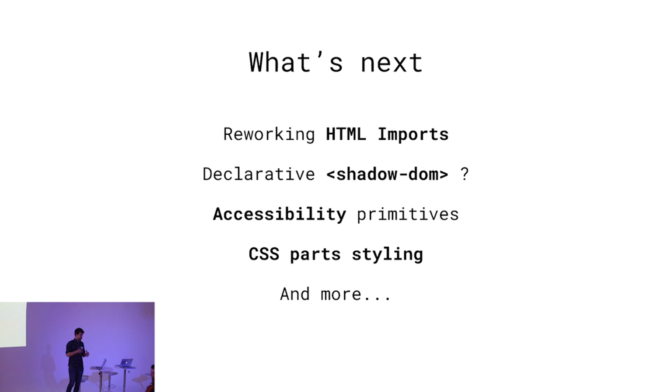Accessibility, as I said, when you create a custom element, you are in charge of providing accessibility and semantic behavior. So they are probably wondering if they can help developers do that with some more primitives. And CSS part styling is basically something similar to CSS mixins, which are used to cross the Shadow DOM boundaries and style a custom element from the host element. And many more. There are lots of points in the discussion.